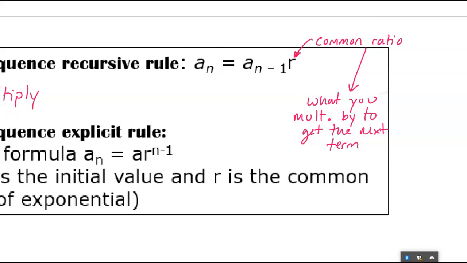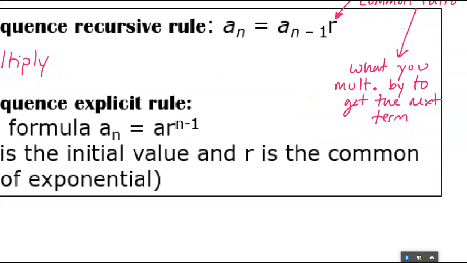The explicit rule is a sub n is equal to a sub 1, meaning the first term. There should be a 1 there. A sub 1 times the common ratio raised to n minus 1. Again, geometric sequences model an exponential line, but they do not form an exponential line. We don't connect those sequence values. But we can find the sequence values by using an exponential equation.